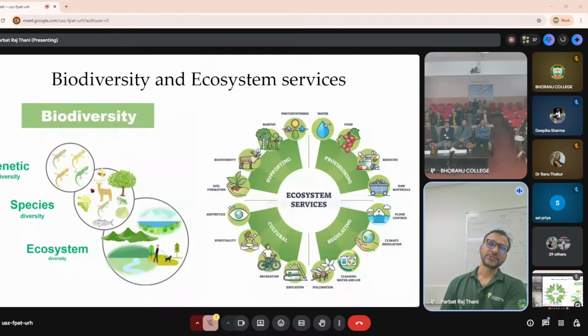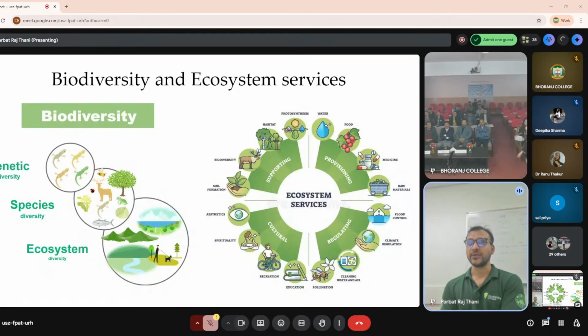And what about the ecosystem diversity? Ecosystem diversity means it might be forest, river, pond, and even marine, cave. All these ecosystems are under ecosystem diversity. They bear different characteristics of biological form. So from this diversity, we have ecosystems, and from ecosystems we get different types of benefits. Those are considered under services.